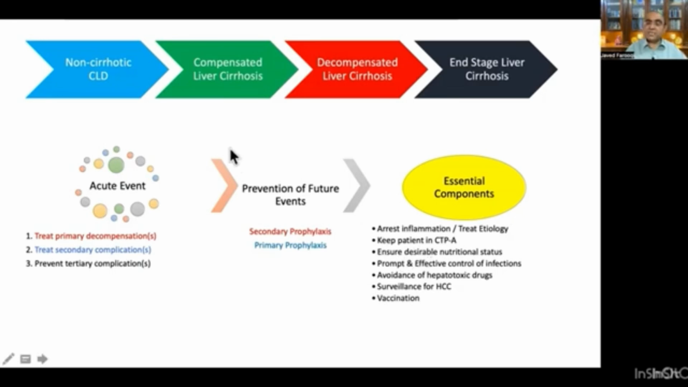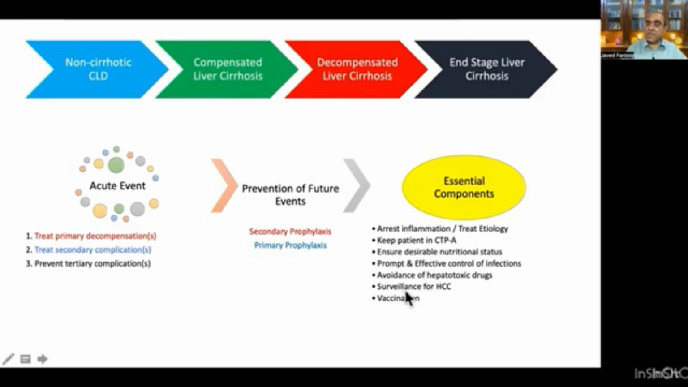Keep these patients in Child class A by improving their nutrition, the albumin, the PT INR. If they have ascites and encephalopathy, treating that will keep the patient in compensated cirrhosis, Child class A. Ensure desirable nutritional status. This is very, very important. Promote an effective control of infections, because infections push the patient from the compensated stage to the decompensated stage. Avoidance of hepatotoxic drugs.